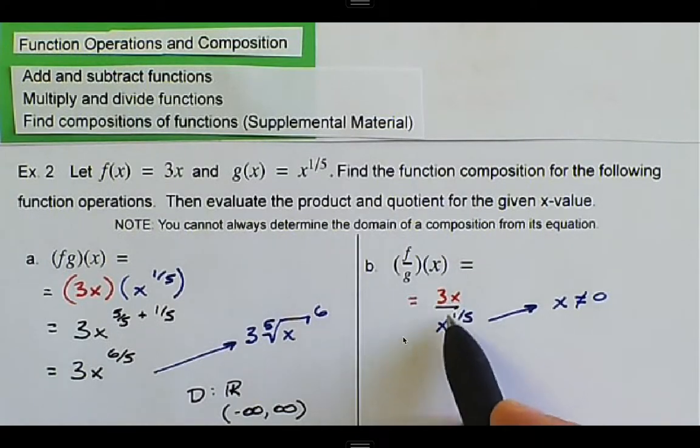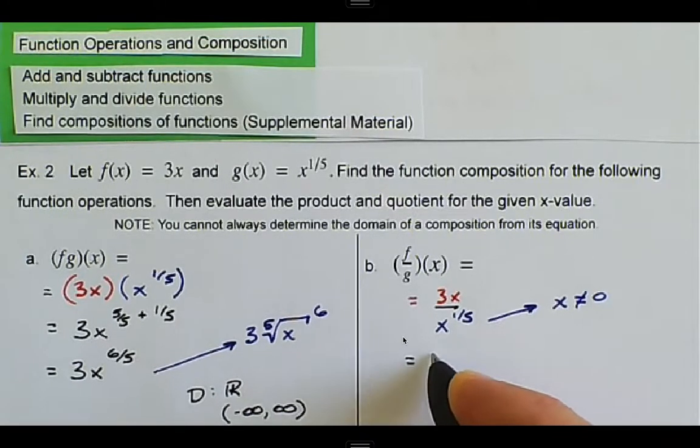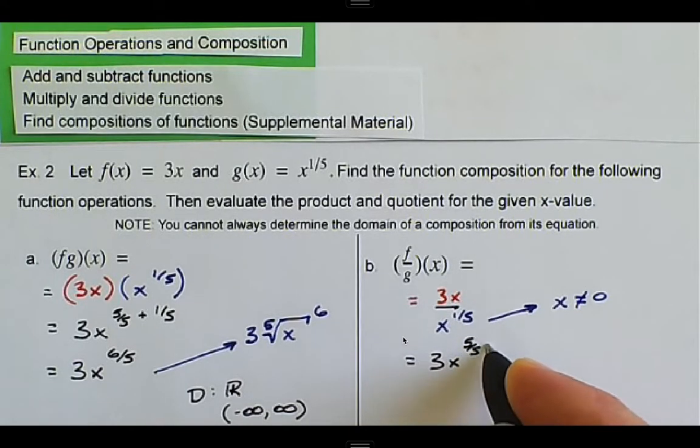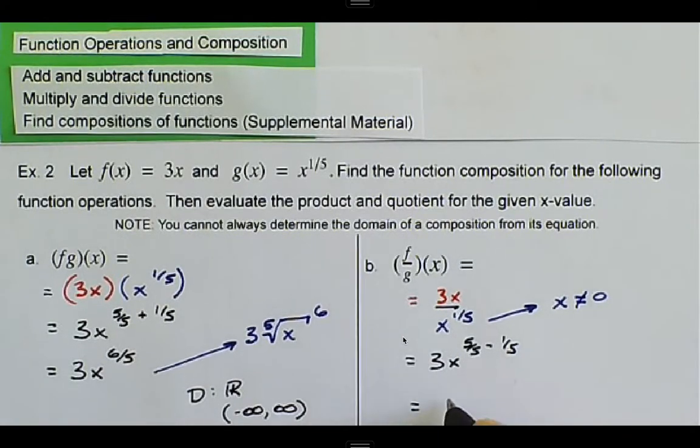We have the same base. We have x and x, so we can subtract those. So we can rewrite this as 3x, and this is x to the first. We can write it as x to the 5/5 minus 1/5. And then we're going to end up with 3x to the 4/5.